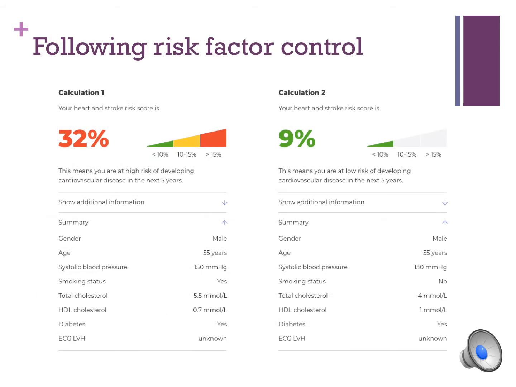And we can see from this slide that if we treat Mr. Williams' risk factors to guideline-based targets, we will significantly reduce his risk from 32% to 9%.